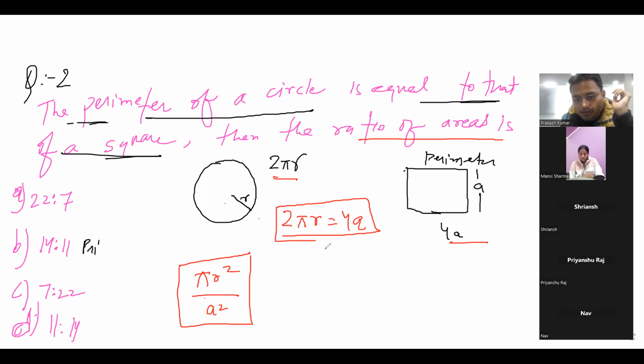2 pi r equal to 4a. 11 is to 14 is coming. Okay, Shreyans. So now, see, 2 pi r equal to 4a. So I can write r divided by a equal to 4 by 2 pi.